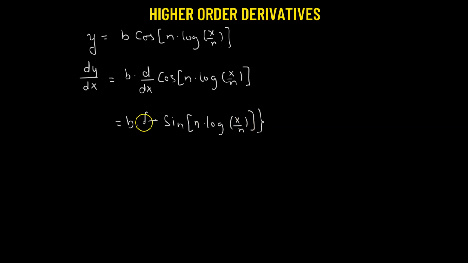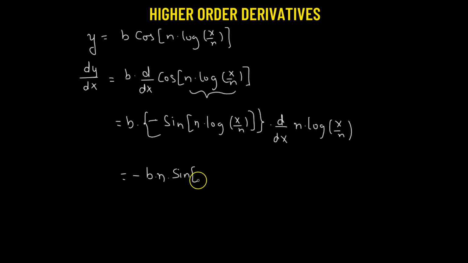Now here we'll have to use the chain rule. We'll have to apply the chain rule to the argument of the cosine function. So we'll multiply it to the derivative of n times log of x over n. Fine. Now here n is a constant, so that can be pulled out of the derivative. So this gives us negative b times n times sine of n times log of x over n. Fine. Now we are left with the derivative with respect to x of the logarithmic function.